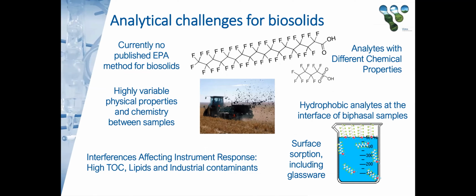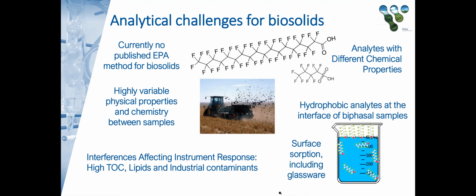So biosolids, in essence, are a mixture of high organic matter solids and a varying level of aqueous content. They can also contain other contaminants from industrial sources that pass through a treatment plant, and other components like proteins, lipids, or other fats, and all of that can cause issues with extraction and analysis. They can cause ion suppression during analysis.